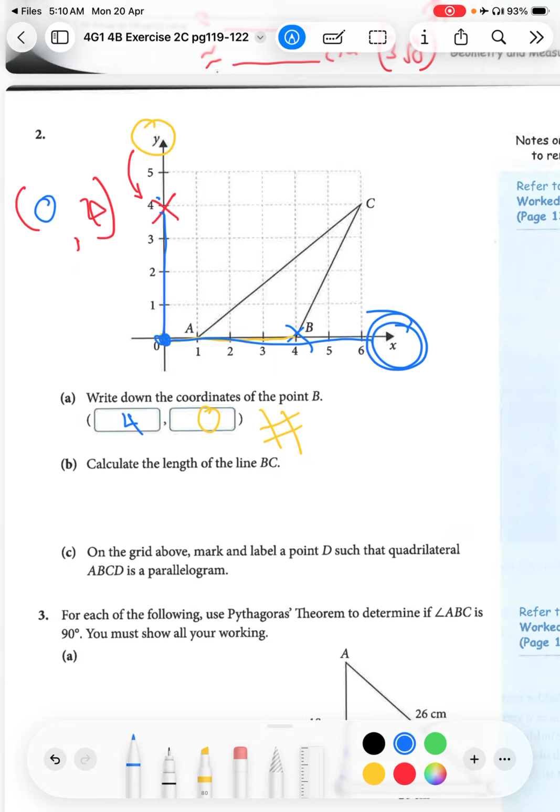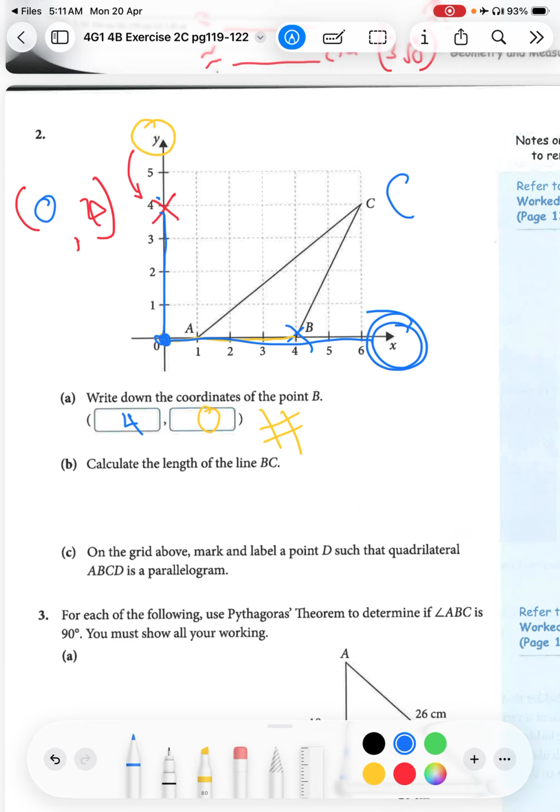But the one they're asking for B is 4, 0. It's at 4 at x, then y is 0. Can you see the difference for this part? A lot of people get this part wrong. Okay, for this, then calculate the length of BC. So what is the coordinate of C?